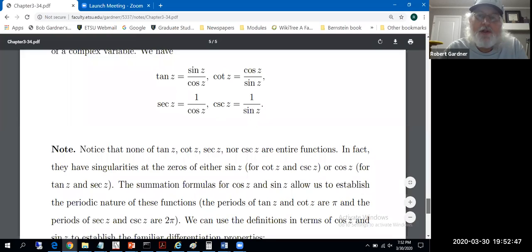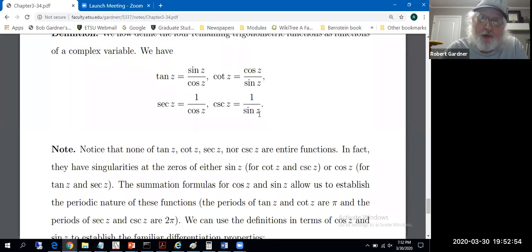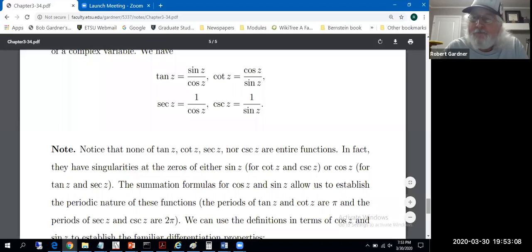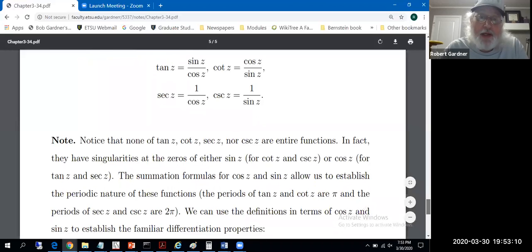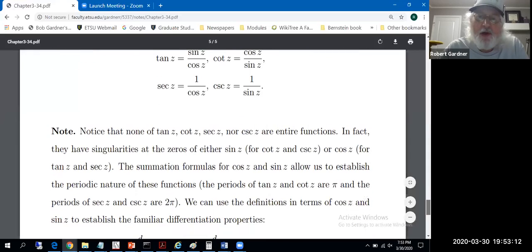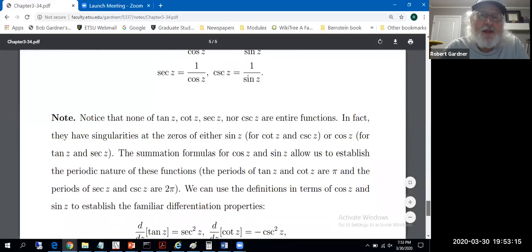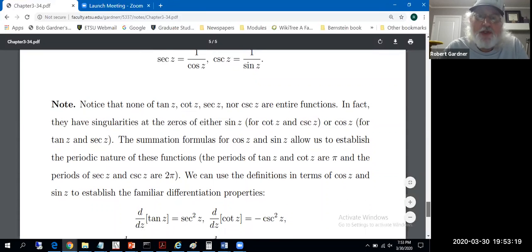None of these are entire functions. You've got zeros of the sine and cosine, so that's going to indicate points at which the quotient is undefined. Where the function's undefined, it certainly isn't analytic. So these other four trig functions, unlike sine z and cosine z, aren't entire functions. We know exactly where they're undefined, namely where we get division by zero. They are analytic elsewhere, but there are those points, and those points keep them from being entire functions.